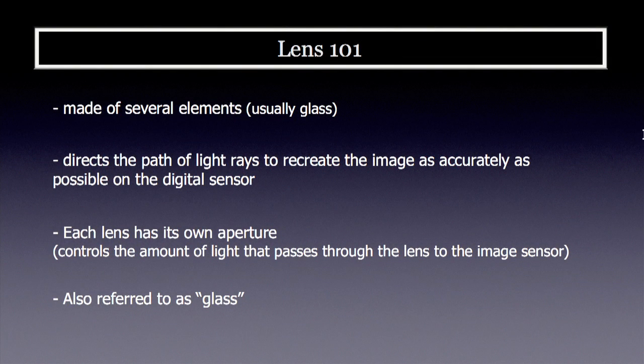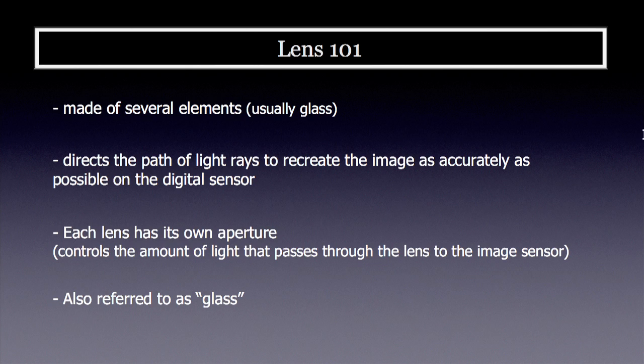A lens works with your camera body to help create images. Now, the lens itself is made of several elements, and those elements inside that case are usually glass. The job of the lens is to direct the path of light rays coming in and recreate that image as accurately as possible onto your digital sensor, with the goal being to minimize distortion like image blurring, reduced contrast, and color confusion.